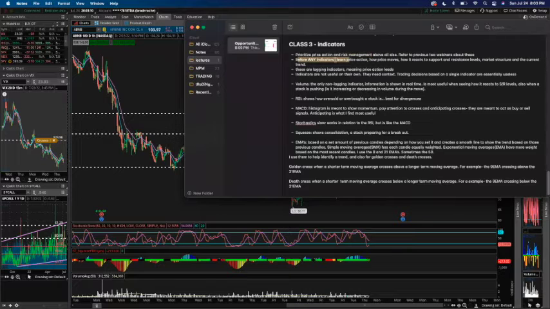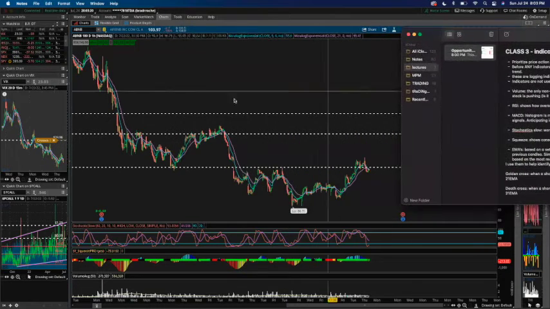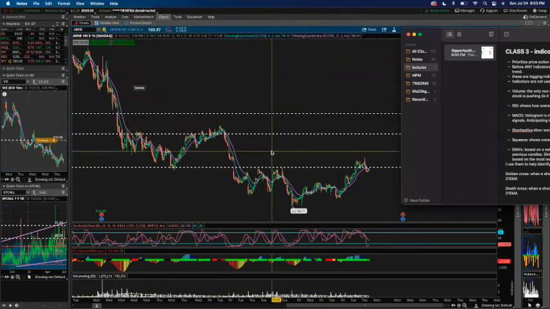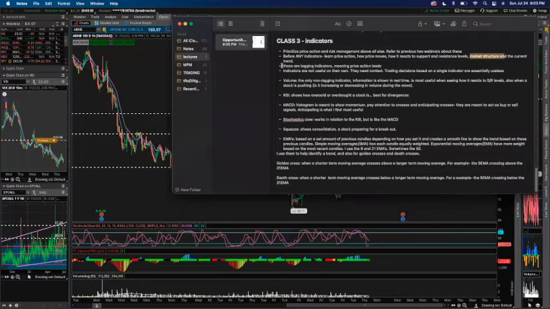Same thing here: understanding trend, support and resistance levels, and market structure. Market structure is pretty much the same thing as the trend. Is the stock going up or is the stock going down? As you can see, this is pretty consistently moving down just based on when we look at this chart. That's the trend. So next, these indicators are lagging.